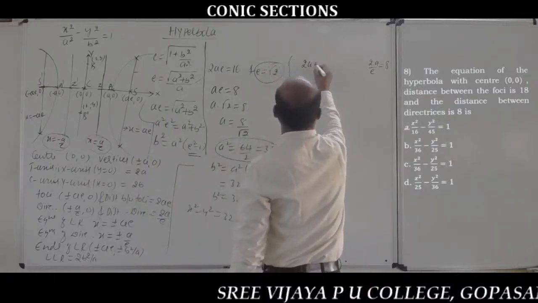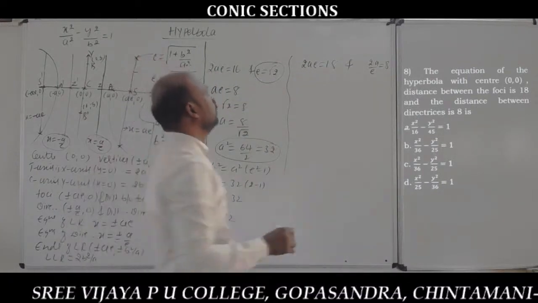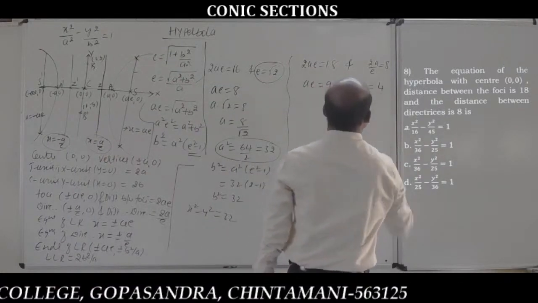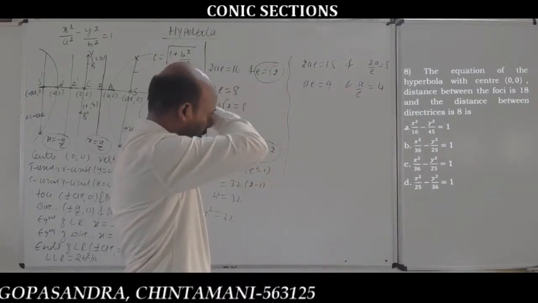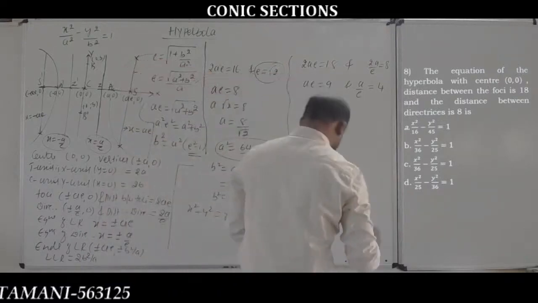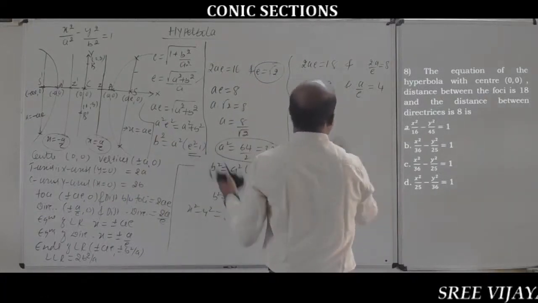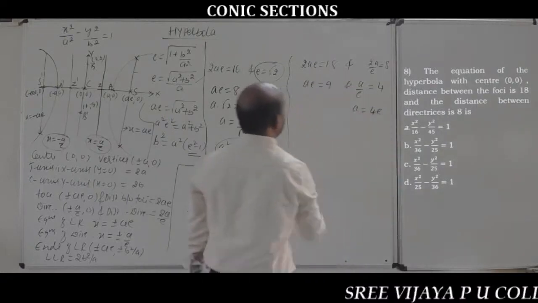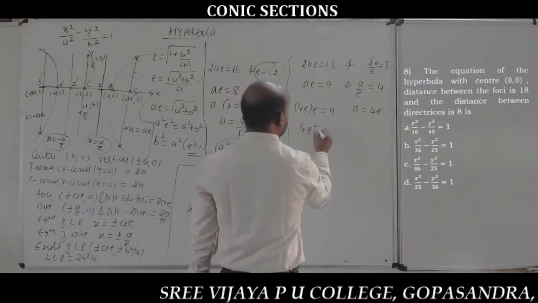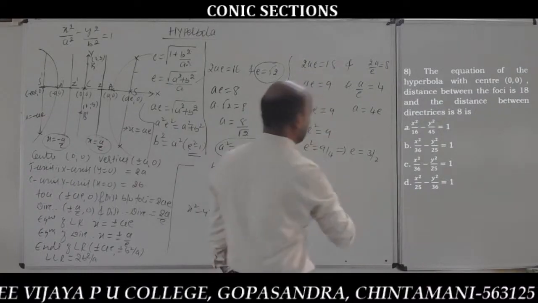It is 2AE equal to 18 and 2A by E equals 8. So A into E equals 9 and A by E equals 4. Okay. Let us solve these two equations. Value of A is 4 times E. So 4 times E into E is 9. 4E square is 9, E square is 9 by 4. It implies the value of E is 3 by 2.